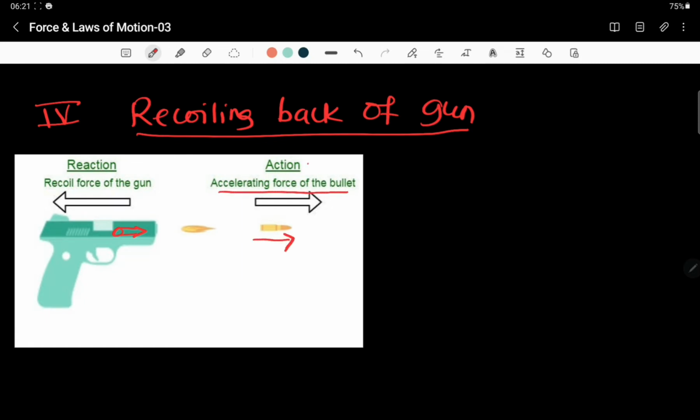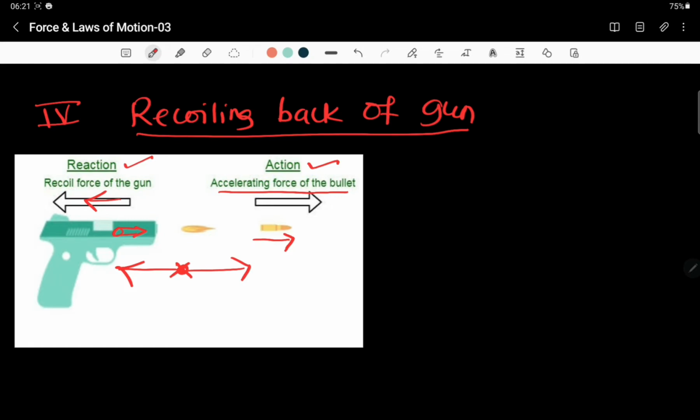Now when you shoot, this bullet will accelerate in the forward direction, no? The accelerating force on the bullet is action. At the same time this gun will come back. This is called recoiling. A recoiling force on the gun, that is the reaction. So action is in the forward direction and reaction is in the opposite direction. So here also we got an action reaction pair.